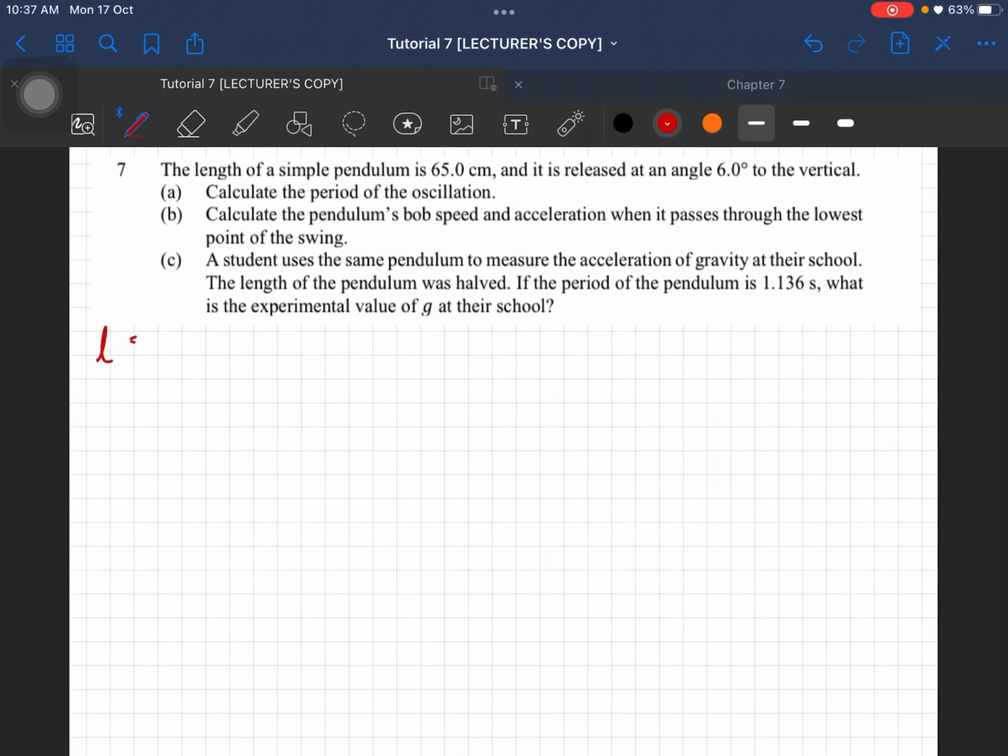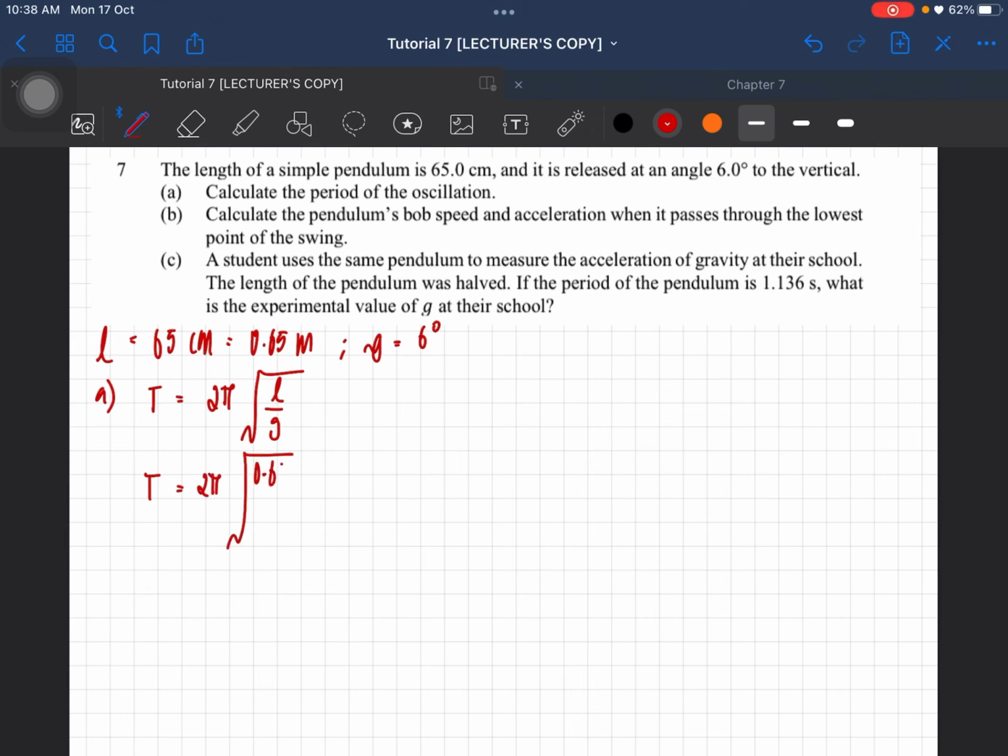So the length of the simple pendulum is 65 centimeter. If you convert that into meter, it will be 0.65 meter. It is released at an angle of 6 degrees to the vertical. So we have to calculate the period of the oscillation. For a simple pendulum, the period is going to be T equals 2 pi square root of L over g. So that is 2 pi, L is 0.65, g is 9.81. That gives you the period to be equal to 1.62 seconds. Okay, that one is very straightforward, as you are just going to apply the equation.